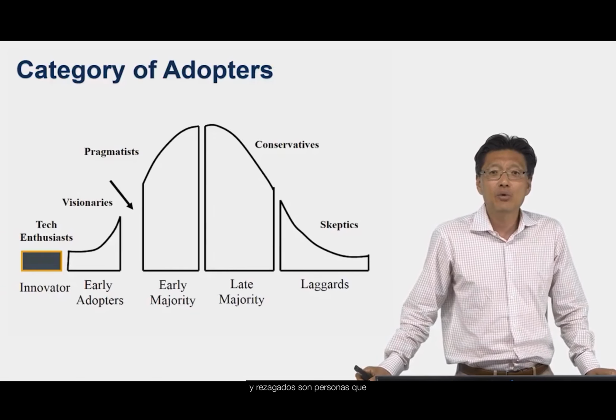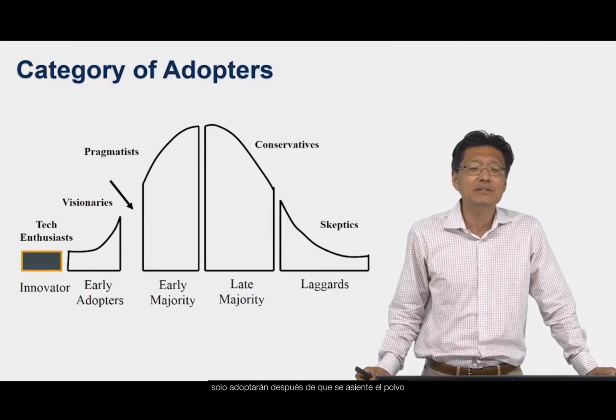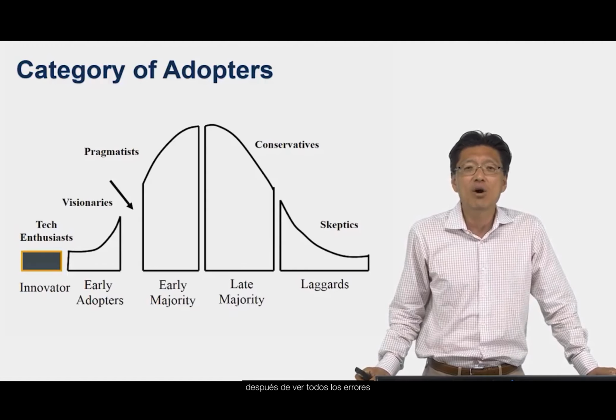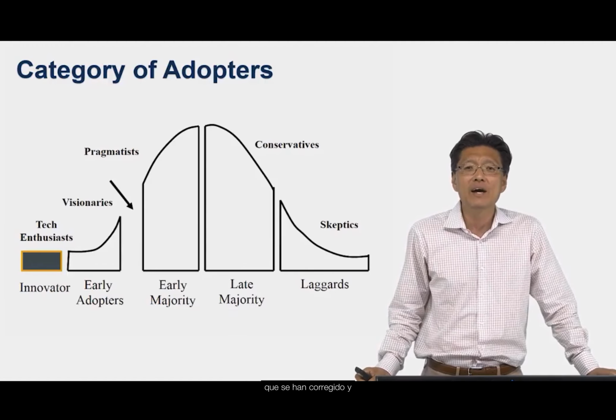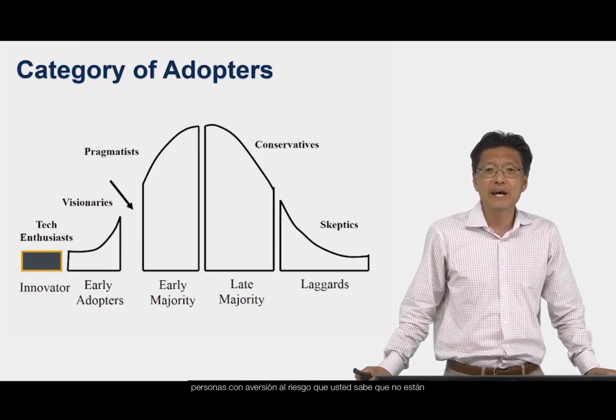And then late majority and laggards are people that will only adopt after the dust settles, after they see all the bugs that have been corrected, and they see other people adopting the product. These people tend to be risk-averse and are not willing to take the risk to adopt a new product until it becomes a mainstream product.